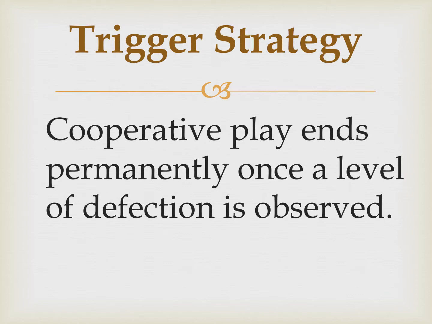A trigger strategy is a situation where cooperative play ends permanently once one person cheats. Sometimes this is referred to as the Grim Reaper strategy or as a pure grudge holder strategy. Cooperative play cuts off entirely once defection is observed. This creates a very strong incentive not to cheat. If someone cheats once, boom, the other player, if they're playing a trigger strategy, is going to cheat for forevermore.